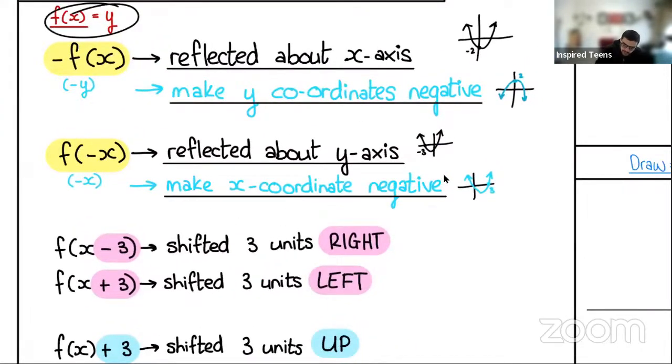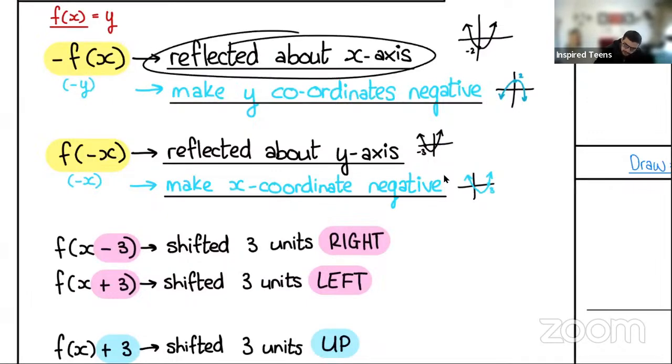F of x is equal to y. That's the standard that we're going to compare all of these to. The first change is negative f of x. This is making y negative, essentially, reflecting it about the x-axis, making all y coordinates negative.